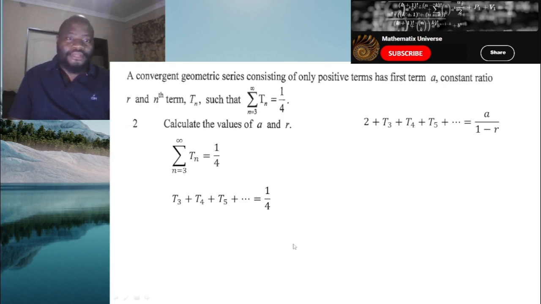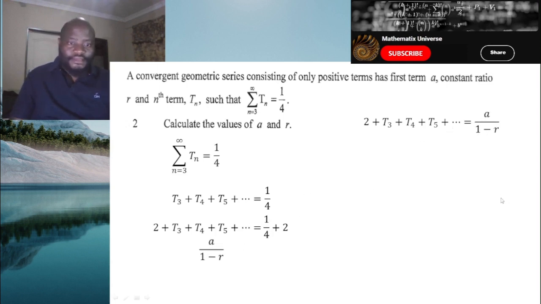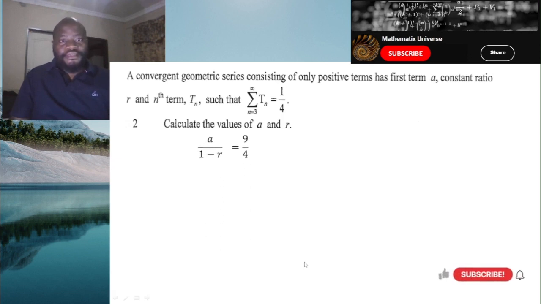So now let's bring this down here and equate it to this. Now you see what happened here. This is the original question. Then we added 2 on both sides. So it means this is still the same thing. But we know that this whole sequence can be represented by a over 1 minus r. So let's bring that down here. And then we add these two, they give us 9 over 4.